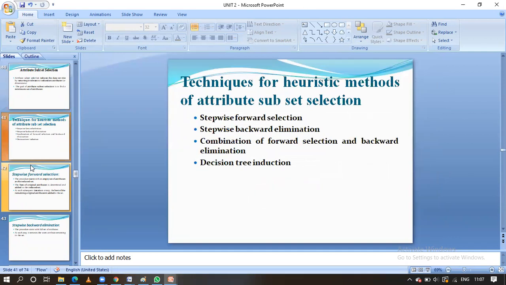Forward means we start from an empty set, check each attribute, and whichever is good, we add it to that empty list. In the backward method, we start with the full set of attributes and check each one. If it is good, then leave it. If it is the worst, we remove that attribute. Combination means both are included.